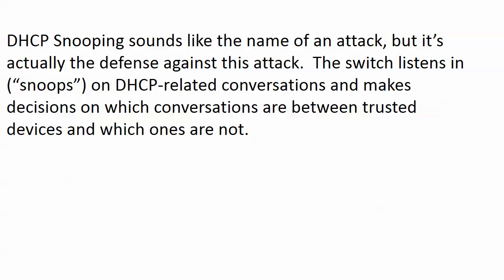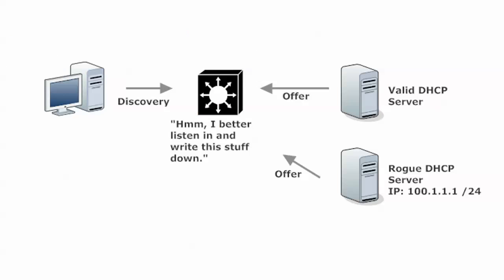Now that itself is not DHCP snooping. That's a DHCP attack, but the snooping is actually the defense against the attack, which we're going to talk about and then put into action. Because the switch is listening in or snooping on DHCP related conversations, and it makes decisions on which conversations are between trusted devices and which ones are not.